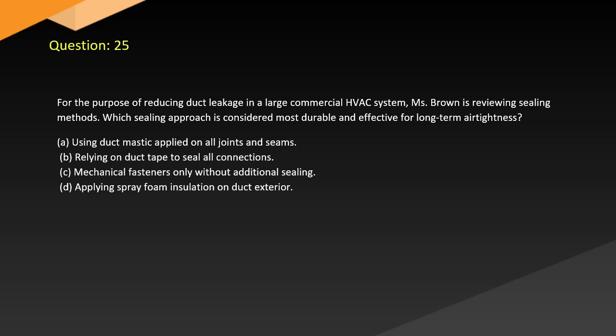Question 25. For the purpose of reducing duct leakage in a large commercial HVAC system, Brown is reviewing sealing methods. Which sealing approach is considered most durable and effective for long-term airtightness? A. Using duct mastic applied on all joints and seams. B. Relying on duct tape to seal all connections. C. Mechanical fasteners only without additional sealing. D. Applying spray foam insulation on duct exterior.